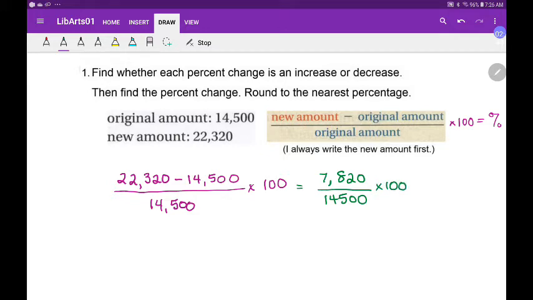So let's see, I'll go ahead and divide by 14,500, and that gets me 0.539. I don't know, how far do I want to go? I guess I'll stop there. Times 100. So I move the decimal point over twice, right? 1, 2. And I will get 53.93%.